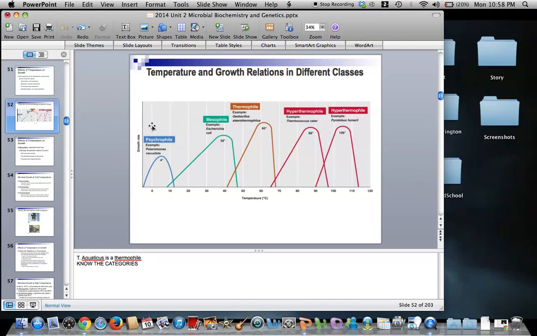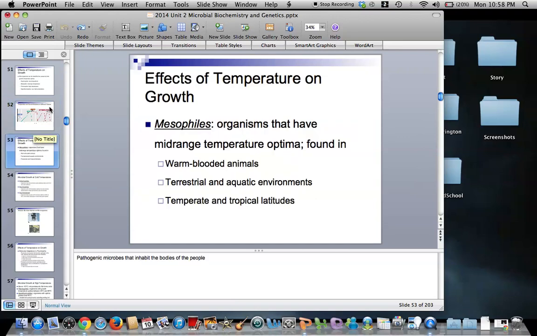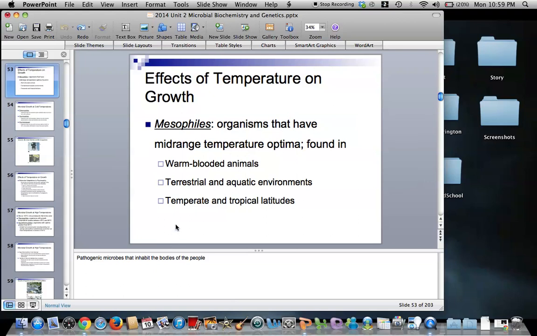Know these categories. So psychrophile is the cold one. I think that's the only one that's hard to remember. Mesophile is the middle, because meso means middle. Thermophile is a heat lover, and hyperthermophile is a boil one. Mesophiles love their mid-range temperature, found in warm-blooded animals, terrestrial and aquatic environments, temperate and tropical latitudes. Most important thing, pathogenic microbes that inhabit people are all mesophiles, because they're adapted to the temperature of people.